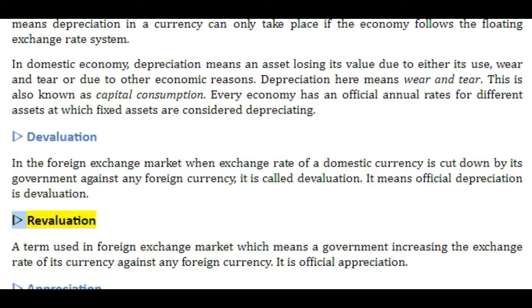Revaluation. A term used in the foreign exchange market which means a government increasing the exchange rate of its currency against any foreign currency. It is official appreciation.